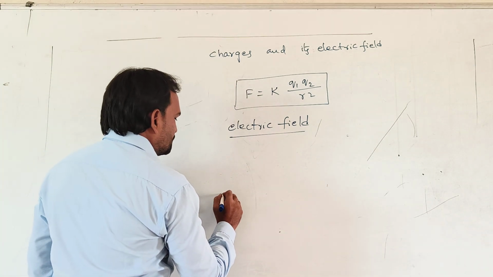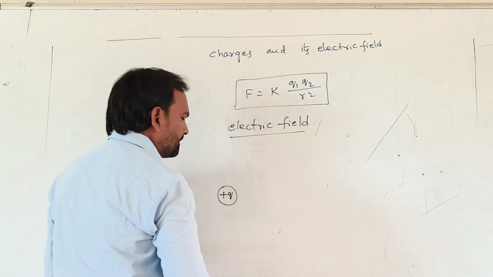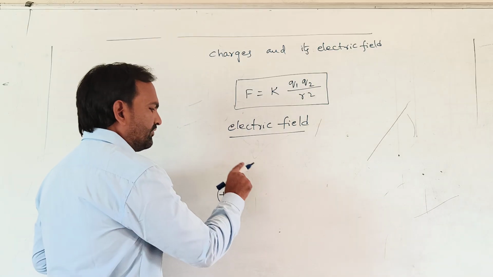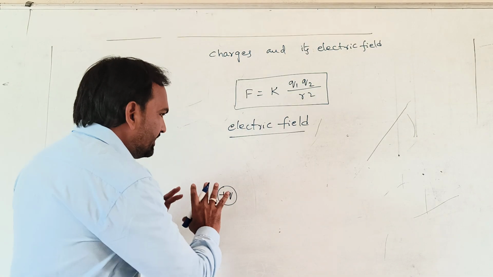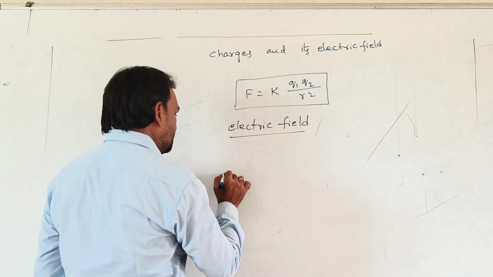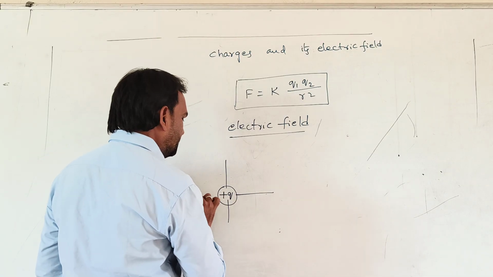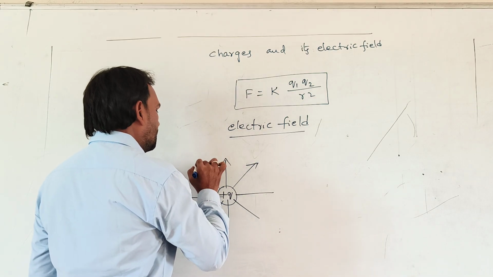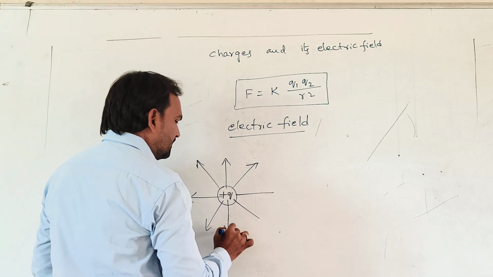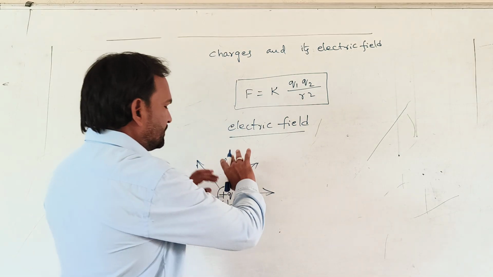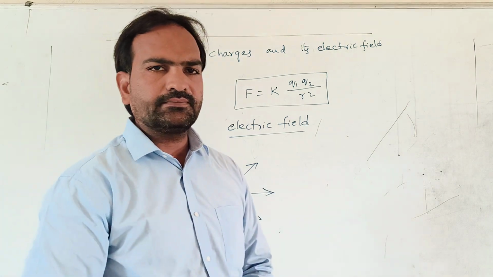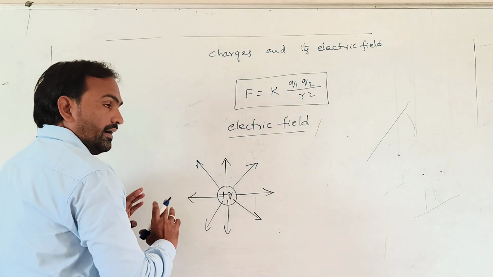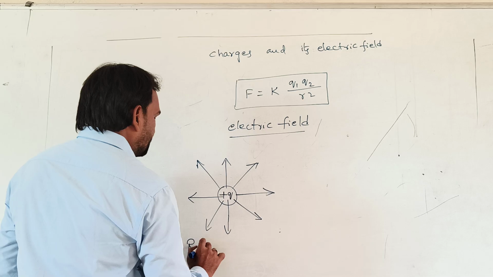For example, a positive charge is here. A positive charge creates an electric field around itself in the space, in the radially outward direction, in all directions. So a positive charge creates an electric field in the radially outward direction.